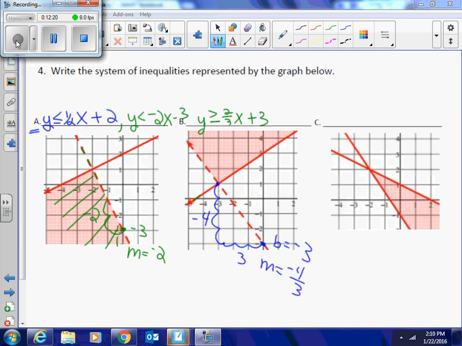-4/3. So when I write the boundary line, I know that y is equal to -4/3 x minus 3. And I'm not going to have an equal to bar on this dotted line here because it is dotted. Let's decide which way to shade. Well, you'll notice that the shading is above the line, so I know that y is greater than -4/3 x minus 3. Let's do the last set on graph C.